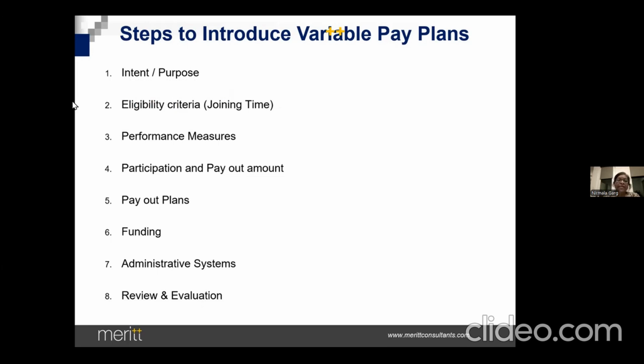One is the intent. Next, eligibility criteria. Whenever you are introducing a variable plan, you also need to explicitly mention in the plan who the people are who are eligible. For example, sometimes, are probationers eligible or not? You will write only confirmed employees, because sometimes there will be 6 months of probation. Only confirmed employees are eligible for this pay plan. People who have given resignation are not eligible for this pay plan.